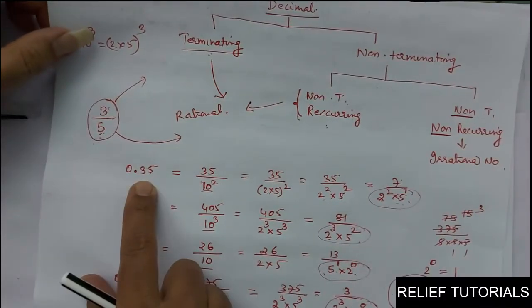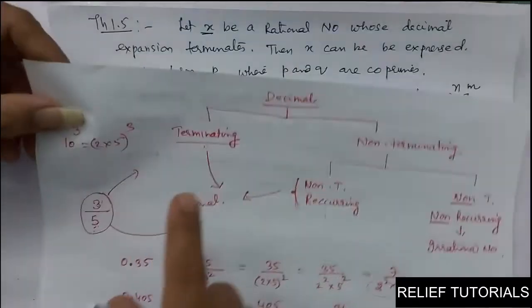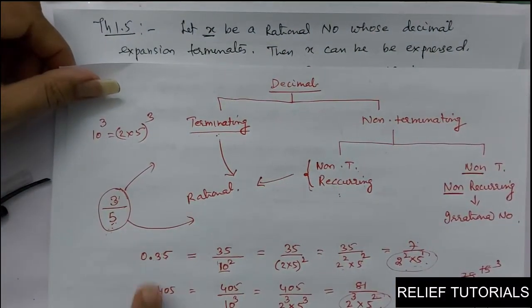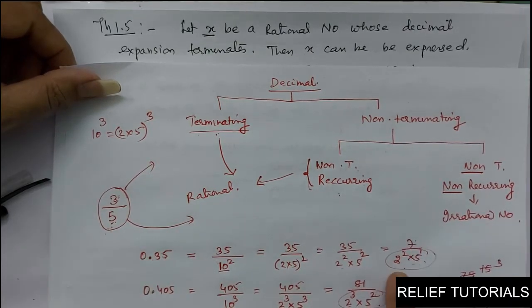See, this is a rational number. Why? Because it is a terminating decimal. So let x be a rational number whose decimal expansion terminates. All these decimal expansions terminate. Then x can be expressed in the form p by q.